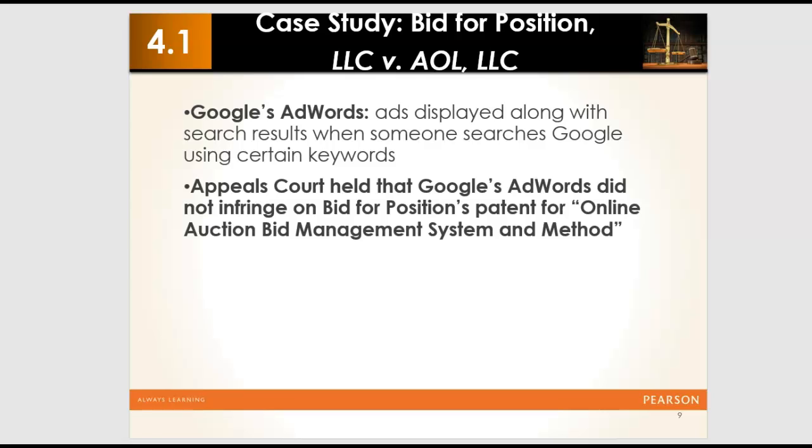So what is Google AdWords? It is the ads that are displayed at the top of the page when we make a search. So this company had this system called the Online Auction Bid Management System and Method. And then they thought that Google had infringed their patent. And the courts decided that no, Google's AdWords is different from their system and method. So just sharing this interesting online patent case.